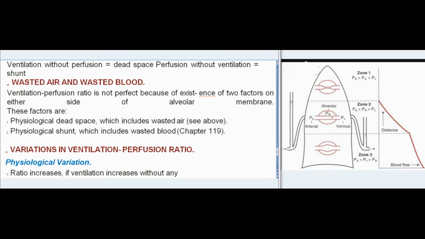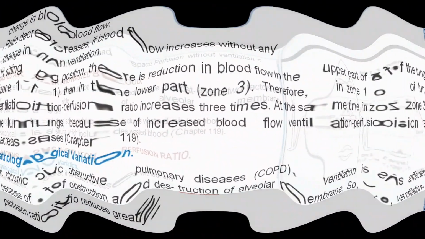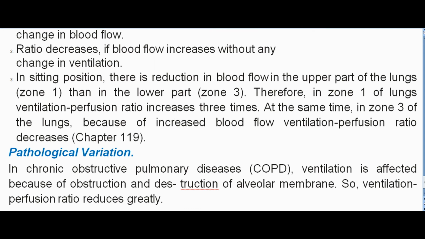Variations in ventilation-perfusion ratio. Physiological variation. Ratio increases if ventilation increases without any change in blood flow. Ratio decreases if blood flow increases without any change in ventilation. In sitting position, there is reduction in blood flow in the upper part of the lungs, zone 1, than in the lower part, zone 3. Therefore, in zone 1 of the lungs ventilation-perfusion ratio increases 3 times. At the same time, in zone 3 of the lungs, because of increased blood flow, ventilation-perfusion ratio decreases, Chapter 119.